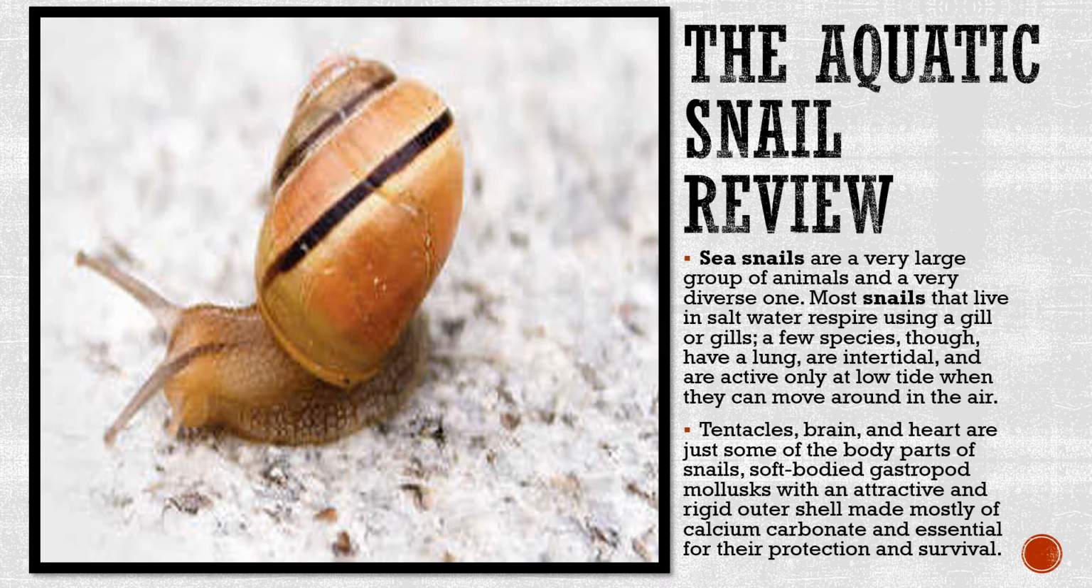The aquatic snail also has tentacles, a brain, and a heart. These are just some of the body parts of snails, soft-bodied gastropod mollusks that have an attractive, rigid outer shell. Their outer shell is typically made out of calcium carbonate, and it's really essential for their protection and their survival. Without the shell, the snails would not prosper as much.